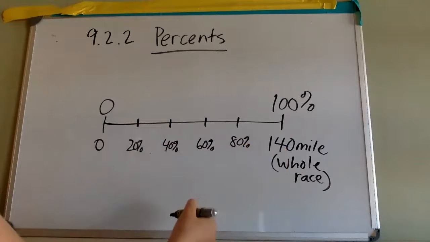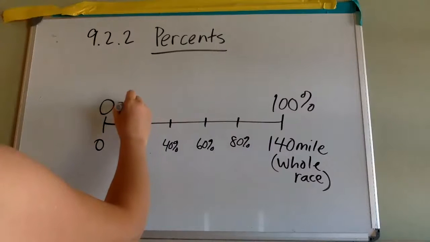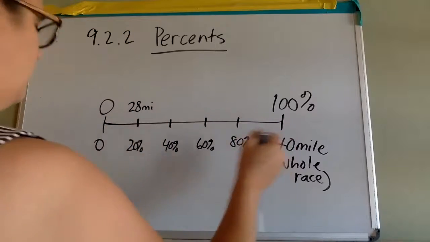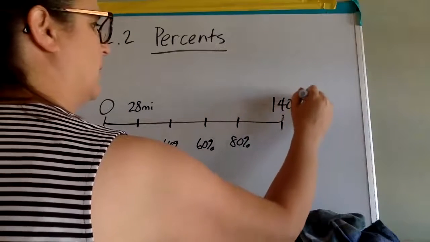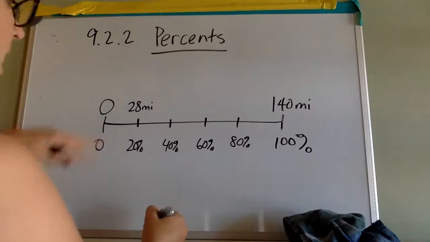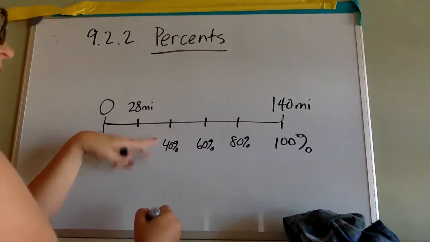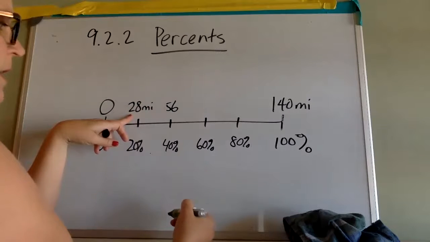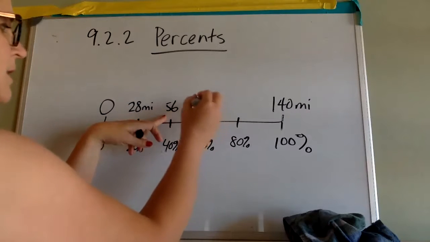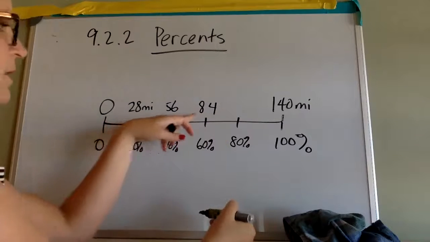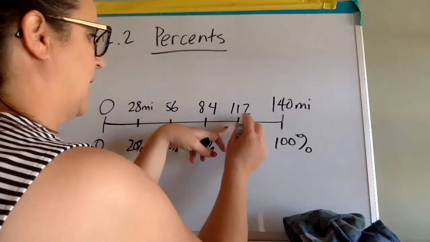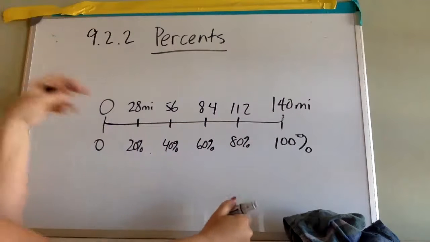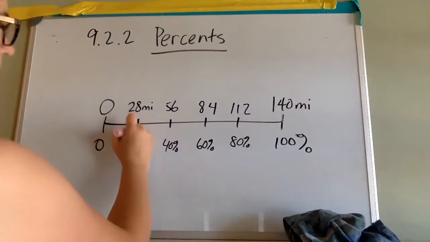So as far as the miles go, 20% of 140 miles is 14 times 2. So this is 28 miles. Now I've gone and switched them. Let me fix that. Sorry about that. 140 miles and 100%. That's better. And then I'm going to double that to get to my 40%. And that is 56 miles. And then I'm going to put another 28 on top of that. And I'm going to get 84, I think. Another 28 on top of that, 112, and another 28 on top of that is 140.